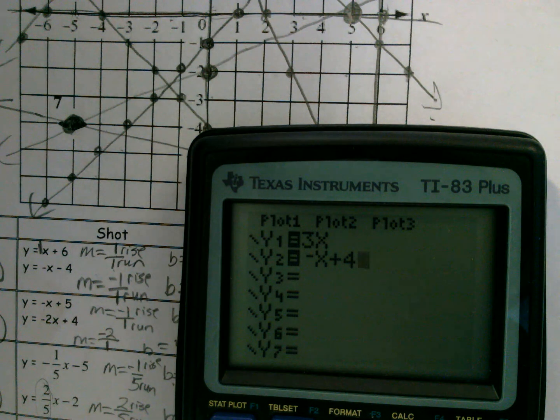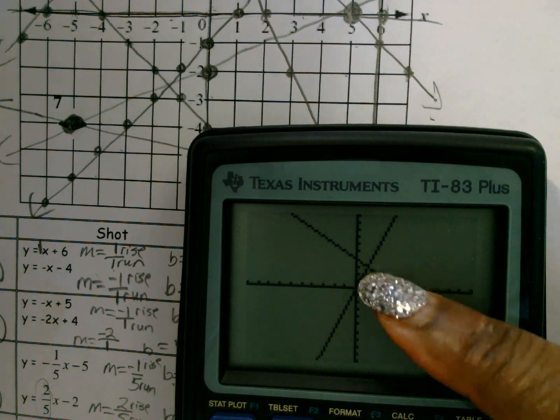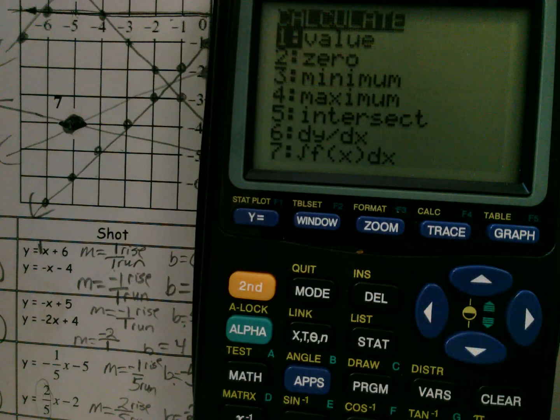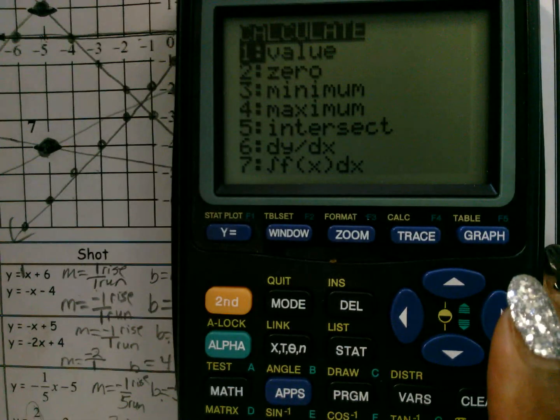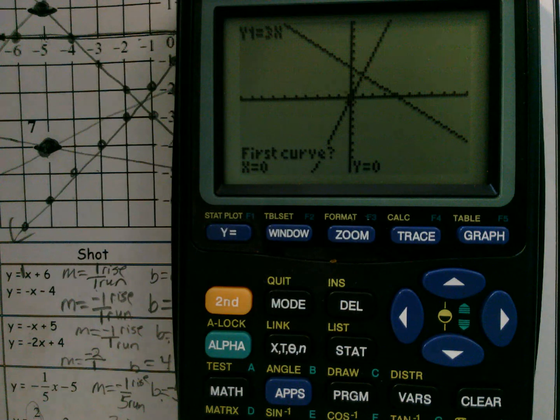All right, so now let's graph it. Go to graph. We want to find the point in which it crosses. So we go to second, trace. Which one of these options did we choose? 5, intersect. And how many times did we press enter? 1, 2, 3. And so what's the point that it crosses? 1, 3.